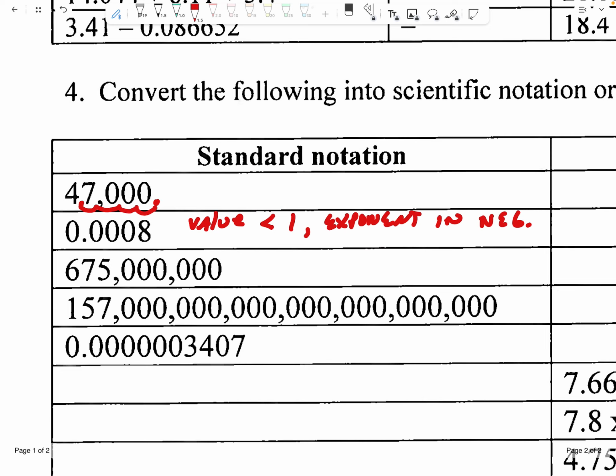So for the decimal here, we want the decimal in scientific notation to go right there. We don't have to write it because it's just an 8. You can if you want. If you want to write a 0, you can do that.